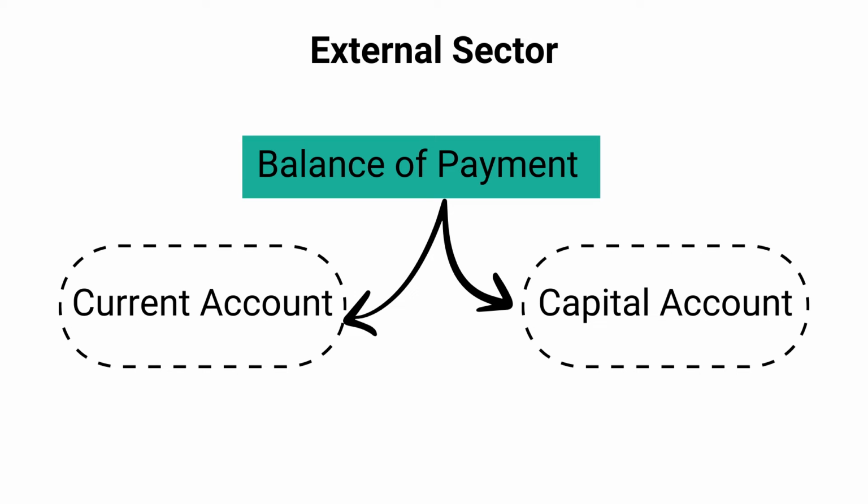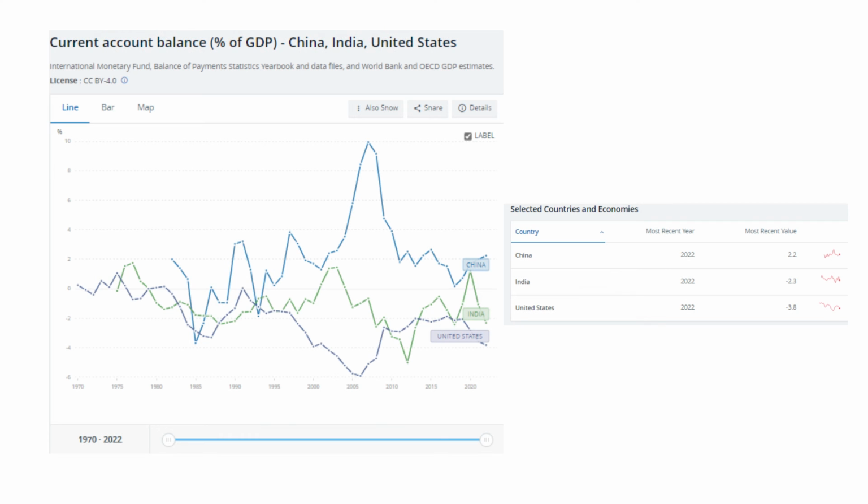A current account deficit occurs when the value of a country's imports of goods, services, investment, and income exceeds the value of its exports over a given period. It represents a net outflow of domestic currency to foreign markets. India has been running current account deficits in recent years as its imports tend to outpace exports.